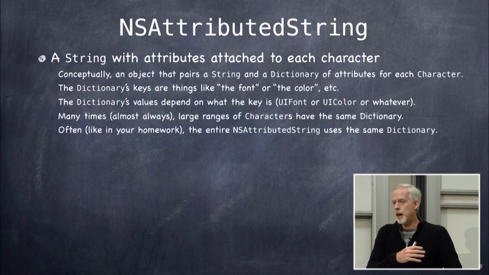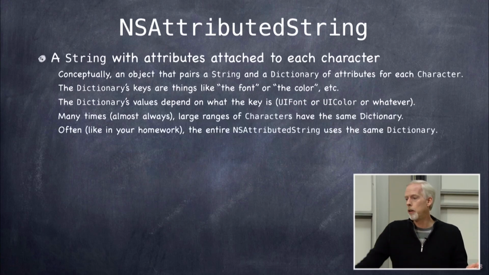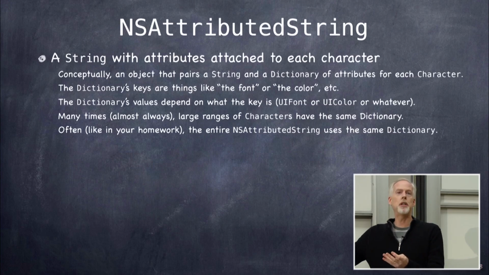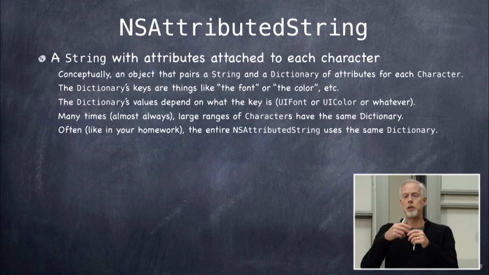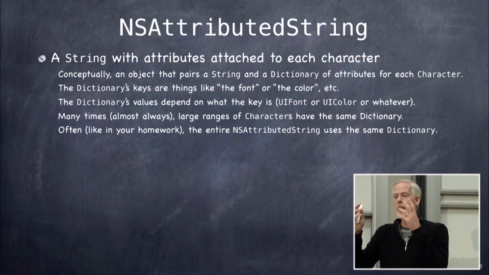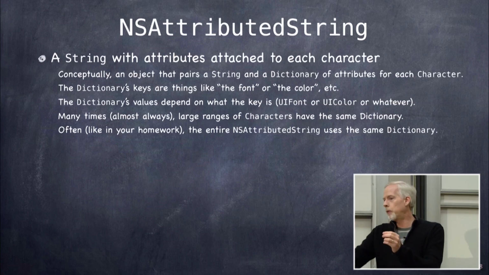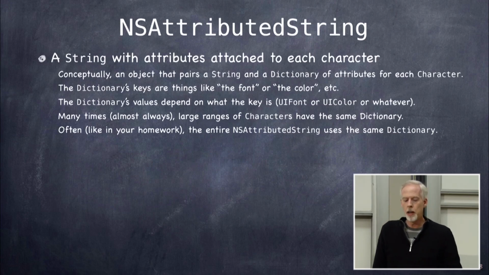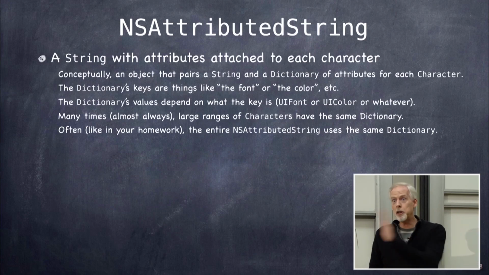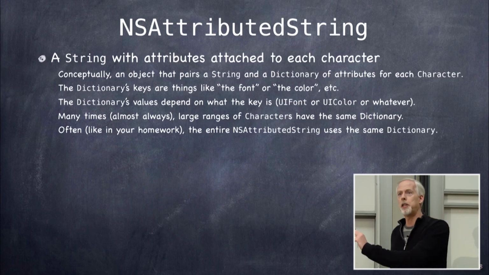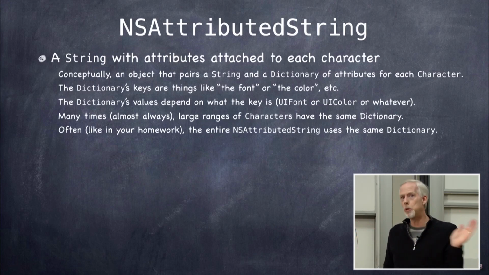Now, a lot of times we use the same dictionary for big, long ranges of characters, right? Like if users select some text on screen and they say make it orange, then we're going to have one dictionary for all those characters. So it's not like every character has to have a different dictionary. And in your homework, the entire string is going to have one dictionary. So I've given you a really easy use of attributed string, and you're going to see why I did that in a moment here.